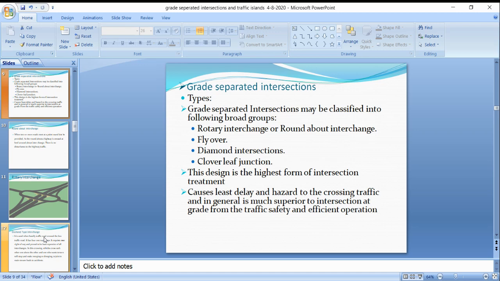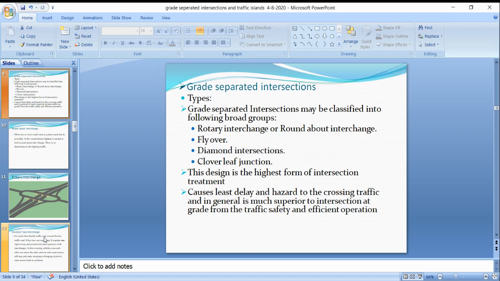So there are different types of grade separated intersections. They are divided into four types. One is the rotary interchange or roundabout interchange. Next comes the flyover, next the diamond intersection, and next the cloverleaf junction.